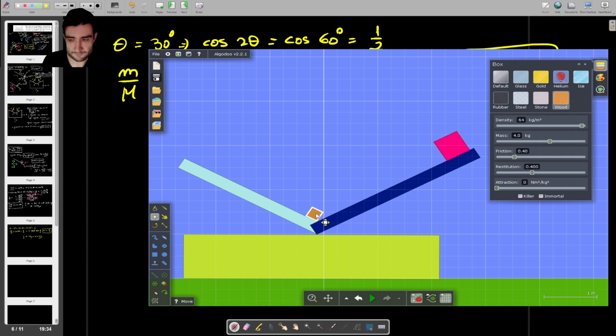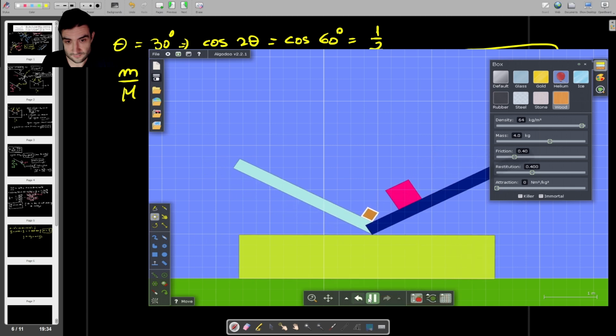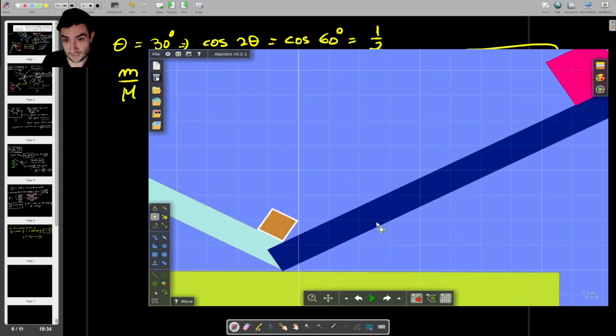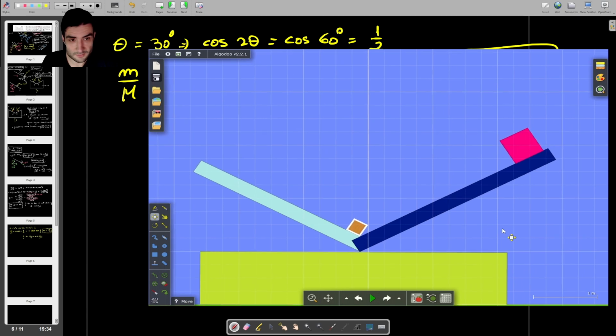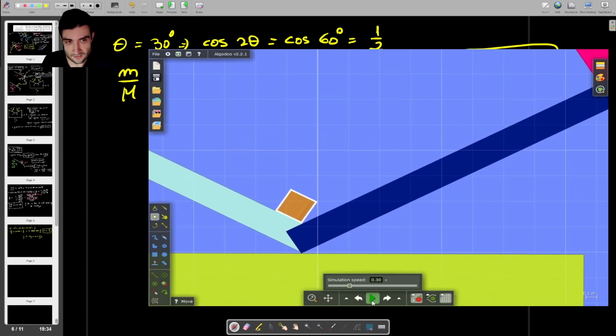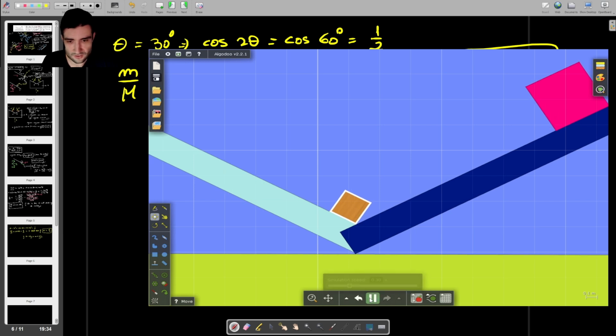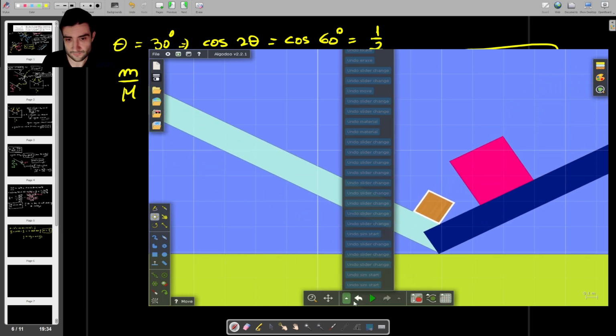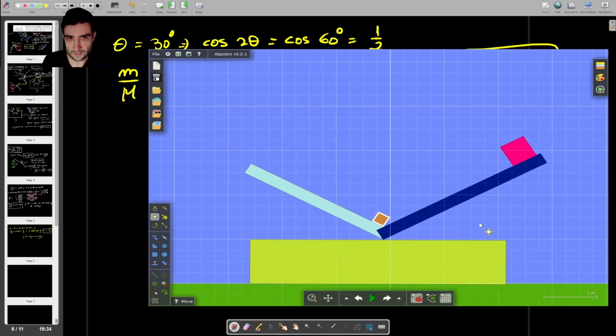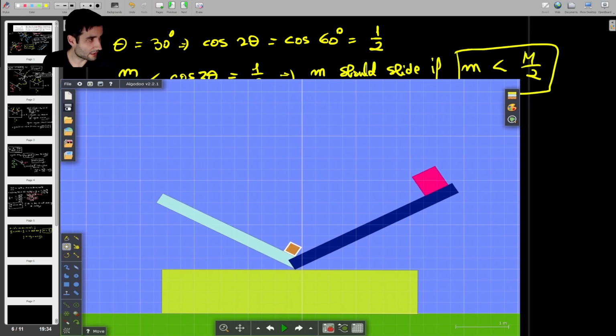So if I run this, this object should slide, but this object should stay here. Let's see if that's the case. And as you can see, that's exactly what happened. I'm gonna pause a couple of times. As the red object goes down, see this wooden block just stays here and doesn't really go anywhere. Okay, so this is in line with what we have here.